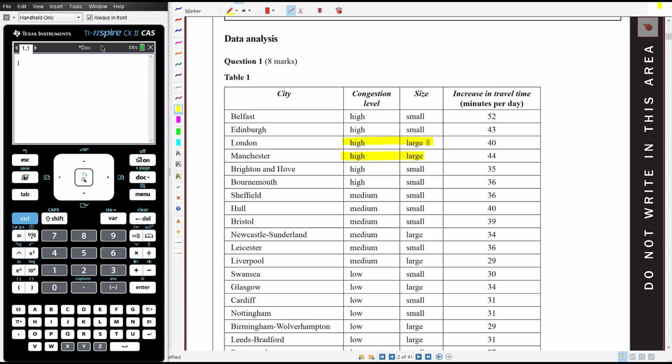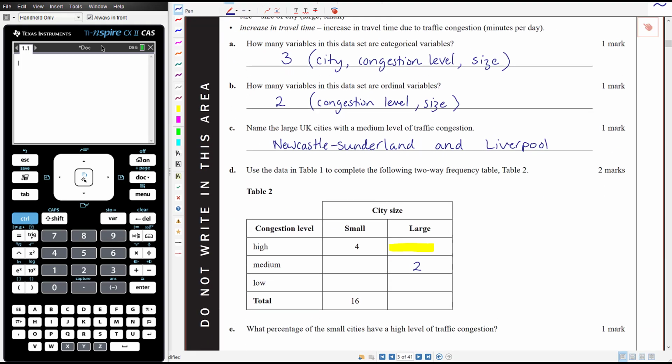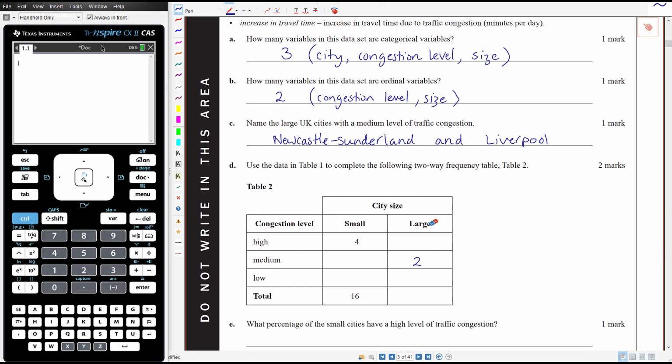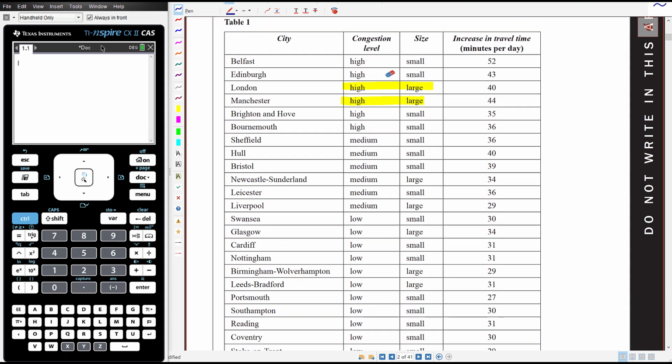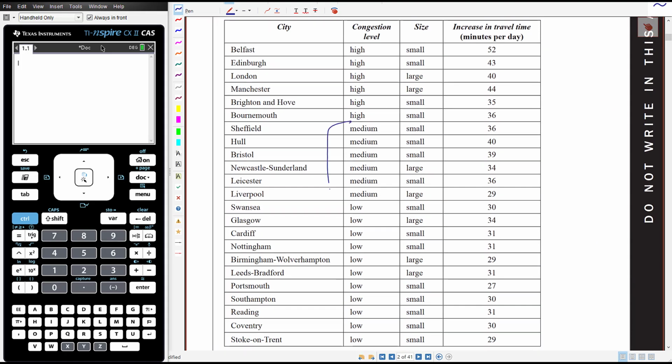High and large is going to be those 2. So 2 cities, London and Manchester. High and large. Let's have a look at small and medium. So small city size, medium congestion. Okay, so medium congestion is all grouped here, and those with small city sizes are 1, 2, 3, and 4.